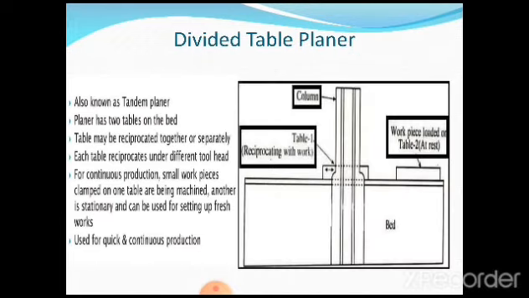One more, the last type of planer which is commonly used, is called the divided table planer. What does divided table planer mean? Till now we have discussed that in a planer there is only a single table, but instead we can design it in such a way that we have two tables. One table is provided with the workpiece in a ready condition to be machined, and on the other the machining process is already being carried out.